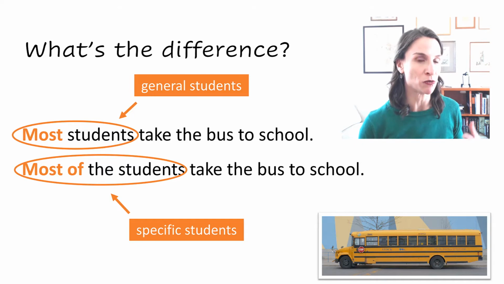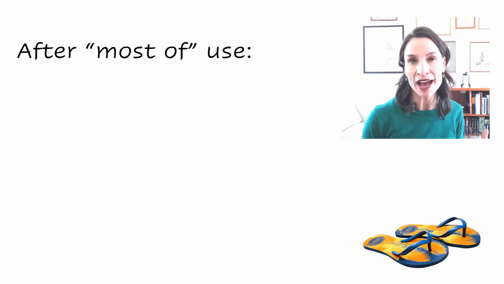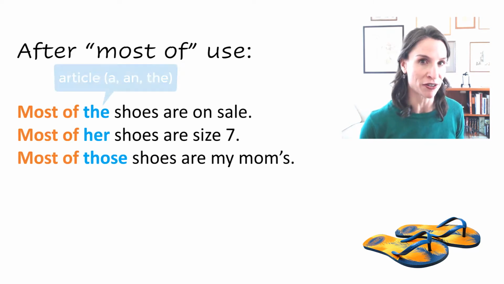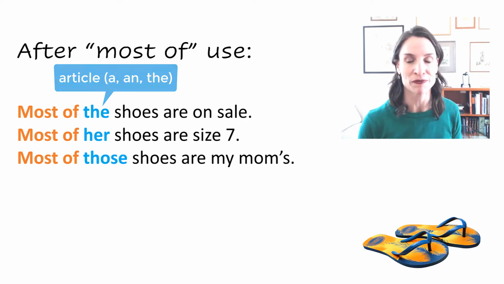I'm thinking about a specific group of students. So here I use most of, but also I use the. This is very important. If I use most of, I need to use most of and then another word. So after most of, I can follow this with three types of words. I could use an article like the. Most of the shoes are on sale.